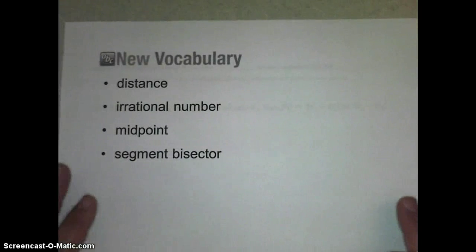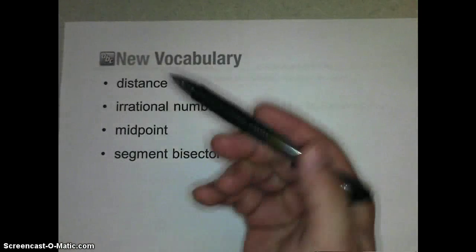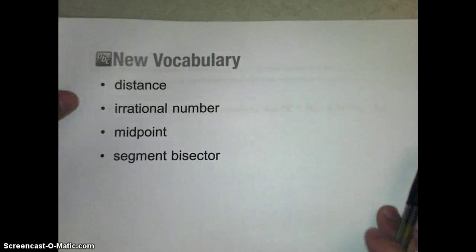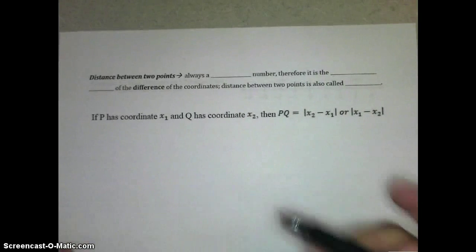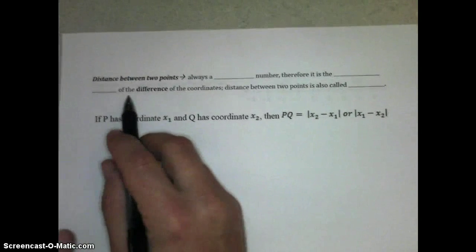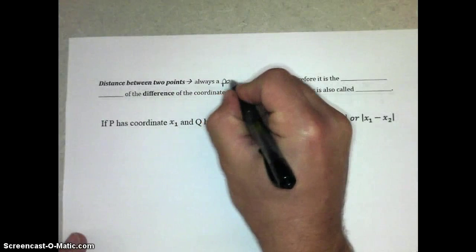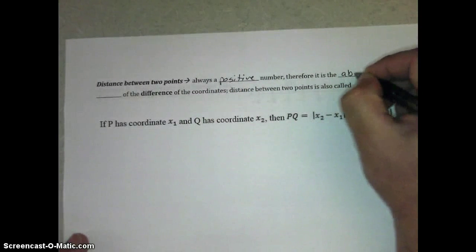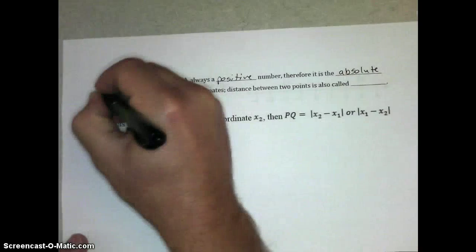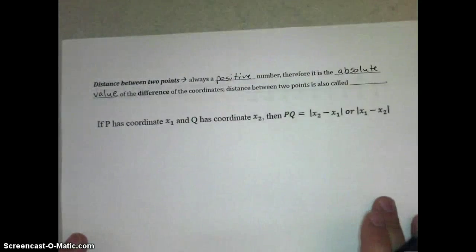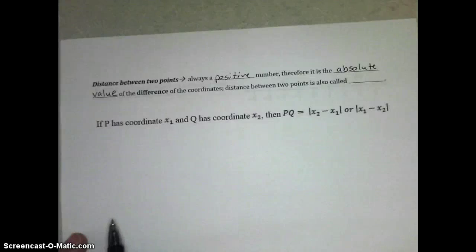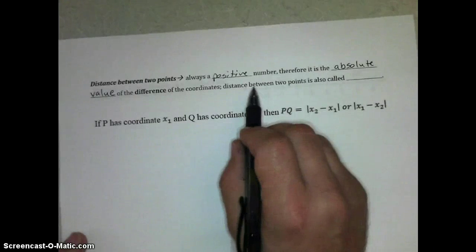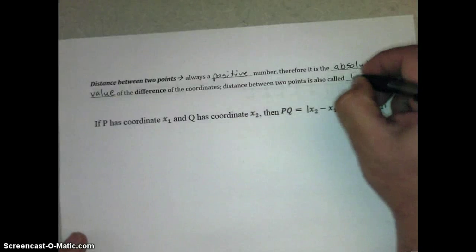So here's a vocab you should have already taken down in your vocab notebook, and so you should know what these mean. Distance, irrational number, midpoint, and segment bisector. We'll talk about all those in this lesson. So let's first understand a little bit of the vocabulary. The distance between 2 points is always a positive number. Therefore, it's called the absolute value of that number. The absolute value of the difference of the coordinates. So we'll never get a negative there, so we just subtract and keep the absolute value. That means the distance could also be called the length of the segment.